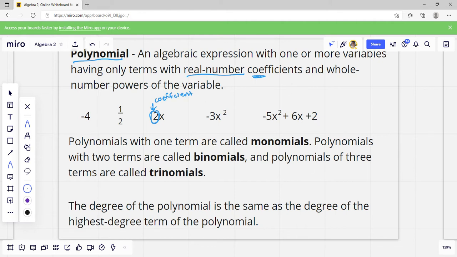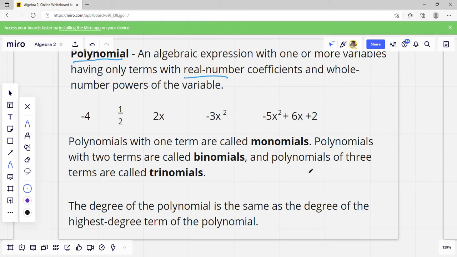Okay, and a whole number powers of the variable. So here's your variable. That's your letter part, right? And your number part's your coefficient. Your letter part's the variable, and you have to have a whole number power. So you can't have like x to the 1/2, right? That won't work. Okay? Alright, so your coefficient is whatever you're multiplying times your variable. You have to have whole number powers on your variables, and you have to have real number coefficients.